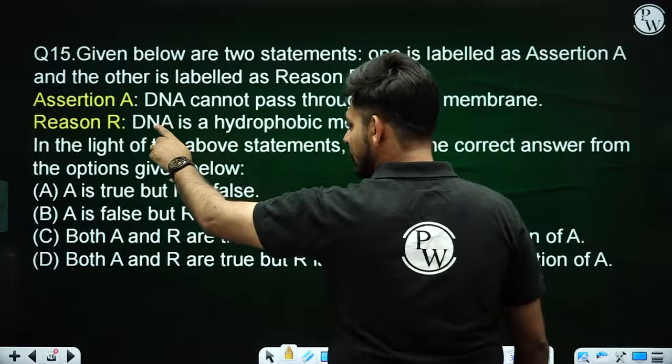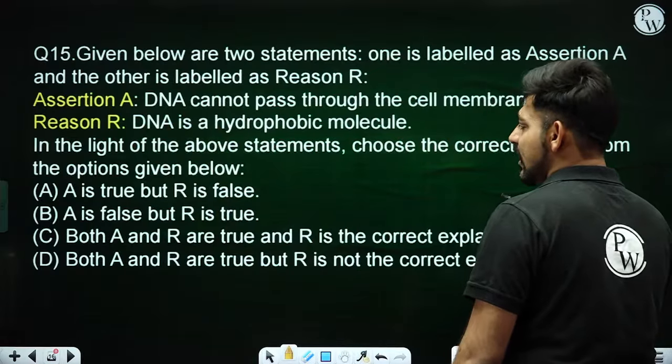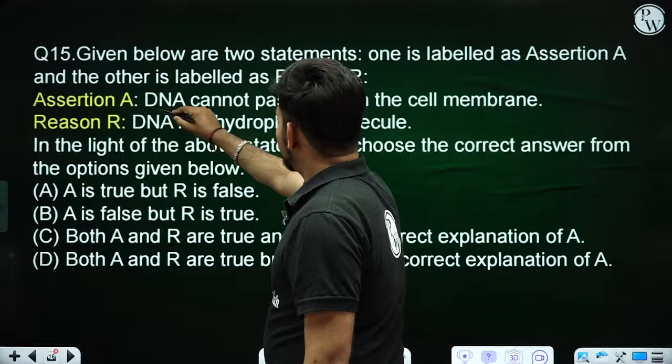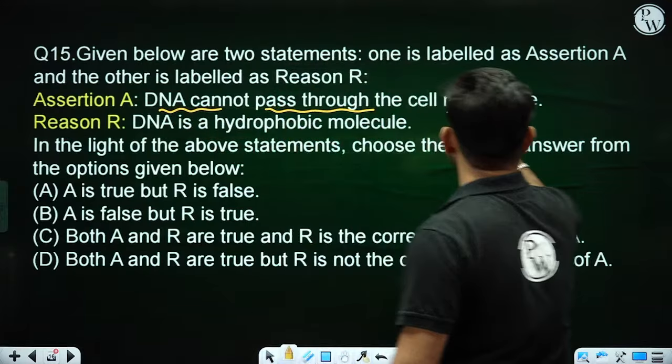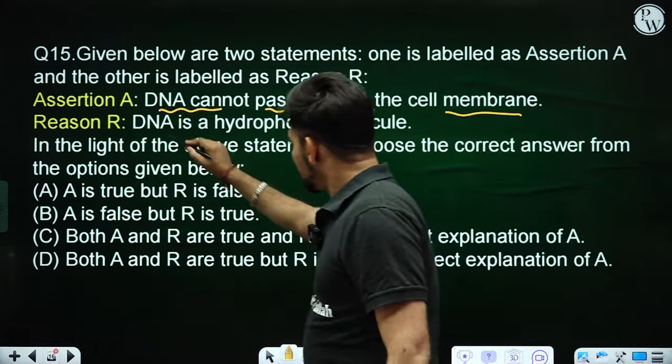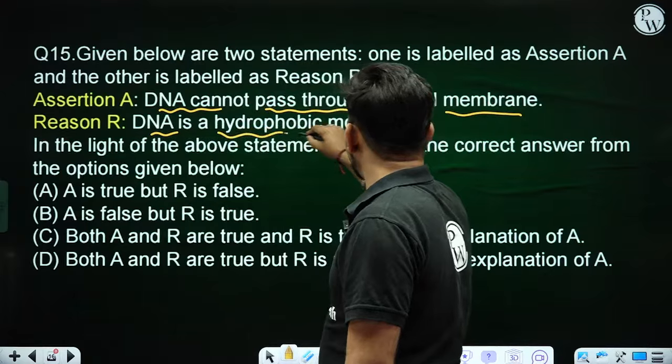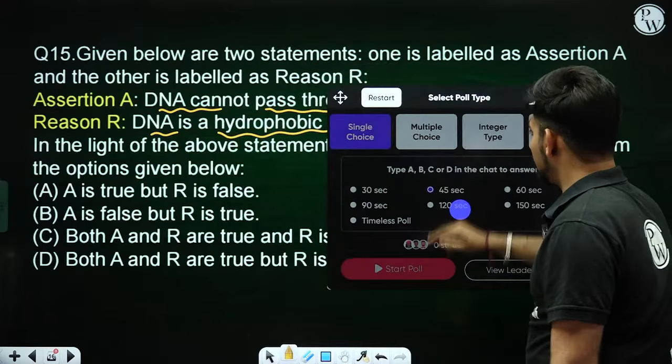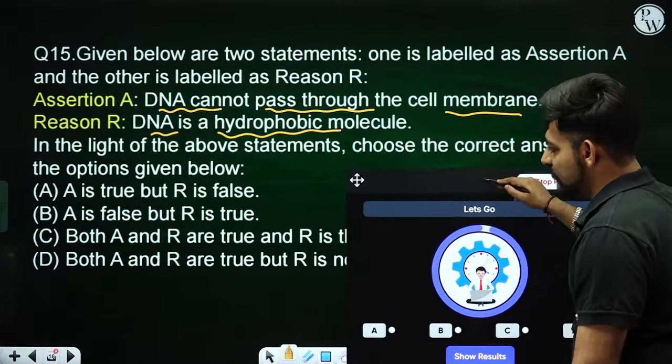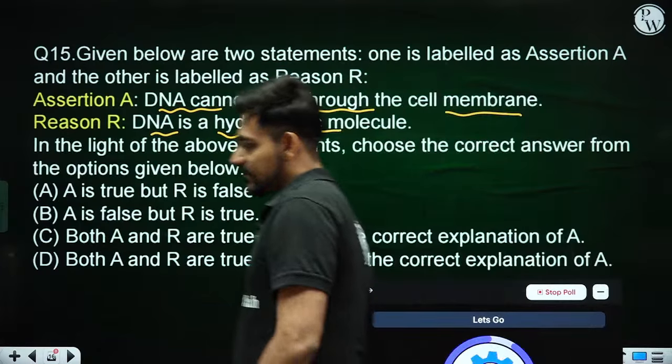Next question, another assertion and reason. The assertion is saying DNA cannot pass through the cell membrane. The reason: DNA is a hydrophobic molecule. Now this is an easier one. I hope all of you can answer correctly for this particular question.